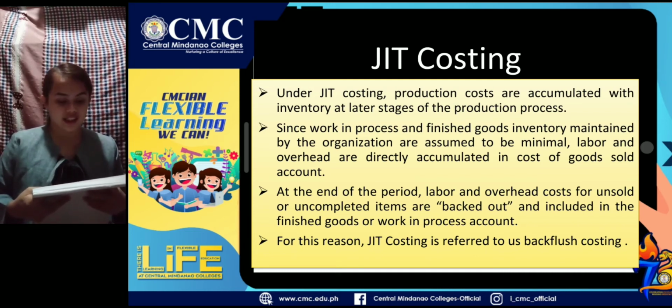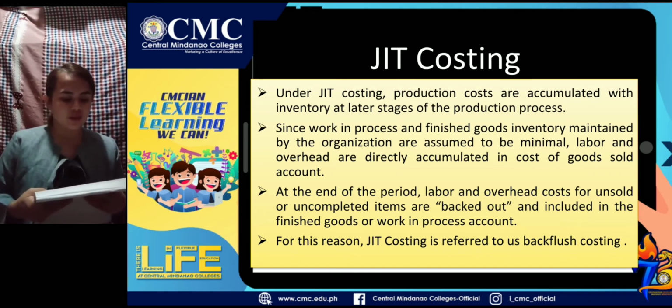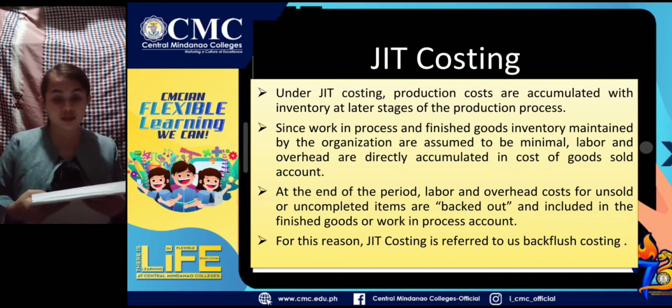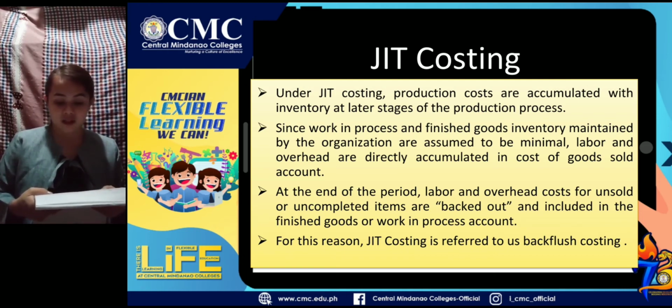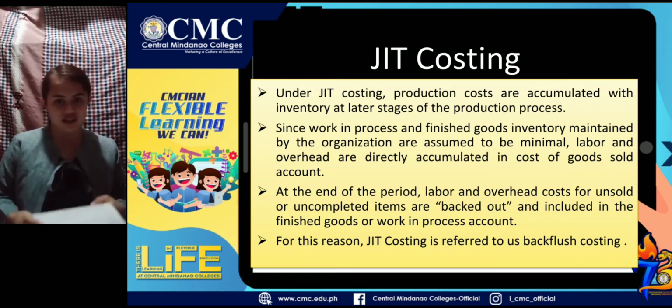Under JIT costing, production costs are accumulated with inventory at later stages of the production process. Since work in process and finished goods inventory maintained by the organization are assumed to be minimal, labor and overhead are directly accumulated in cost of goods sold account. At the end of the period, labor and overhead costs for unsold or uncompleted items are backed out and included in the finished goods or work in process account. For this reason, JIT costing is referred to as backflush costing.